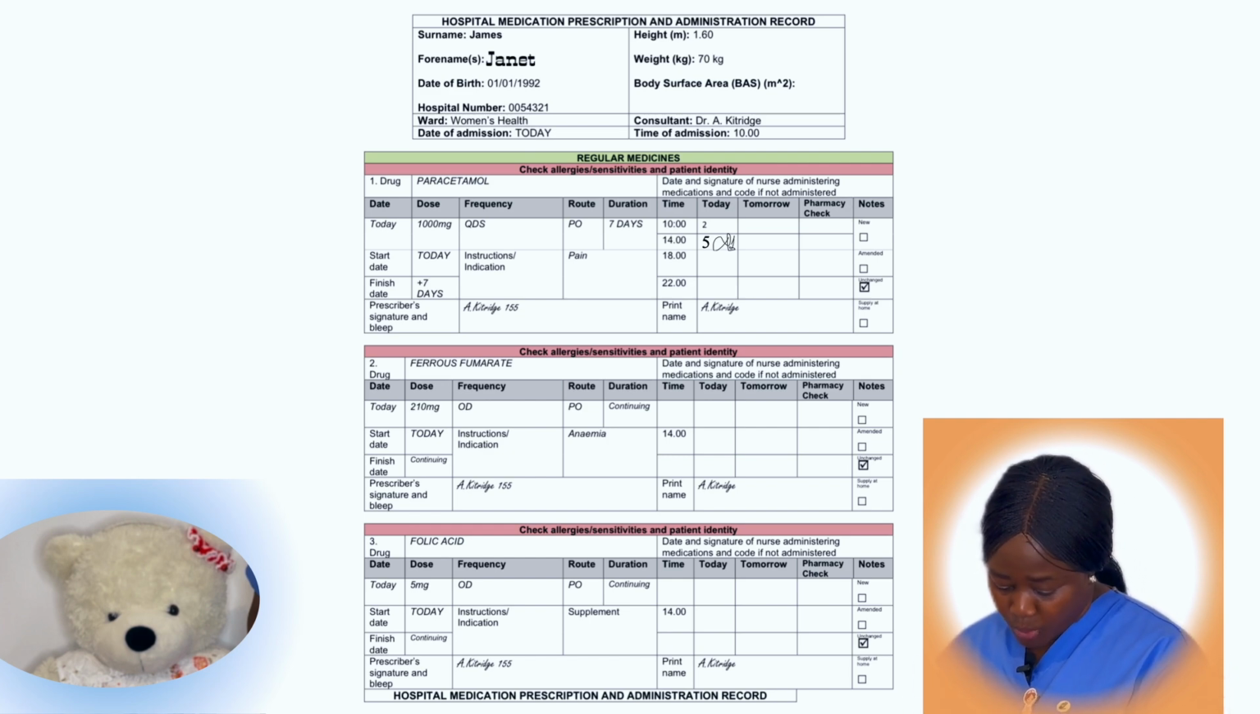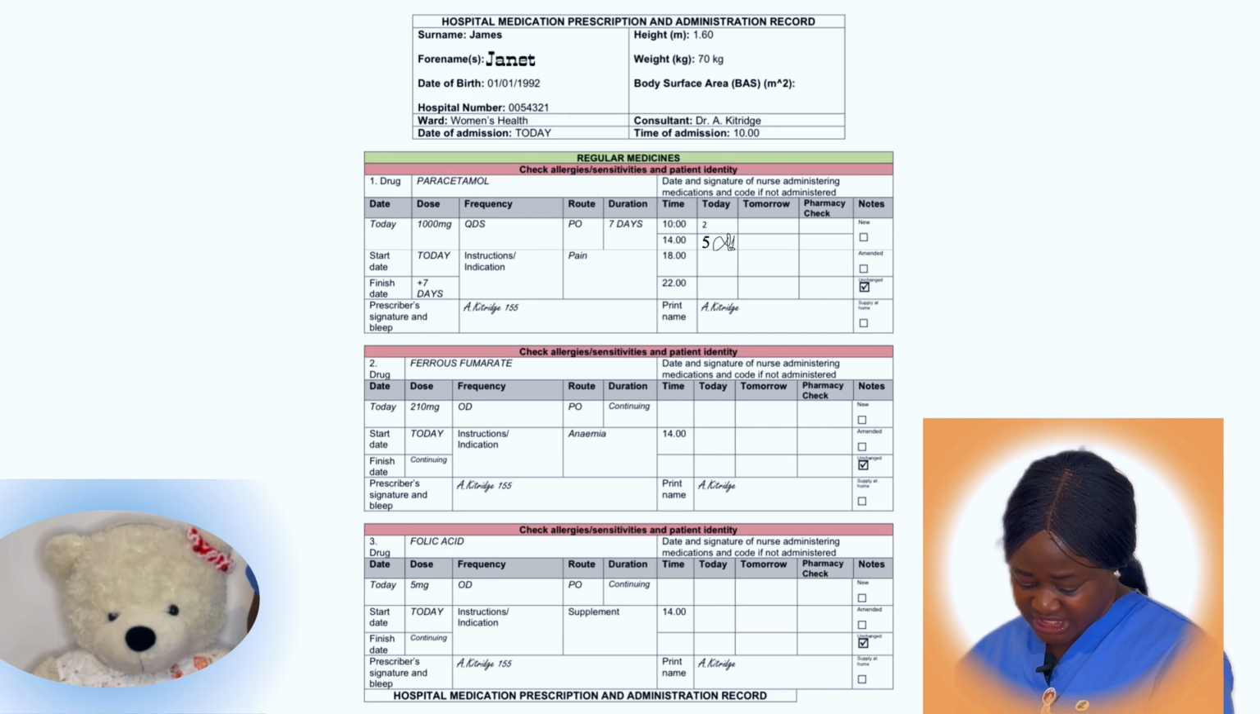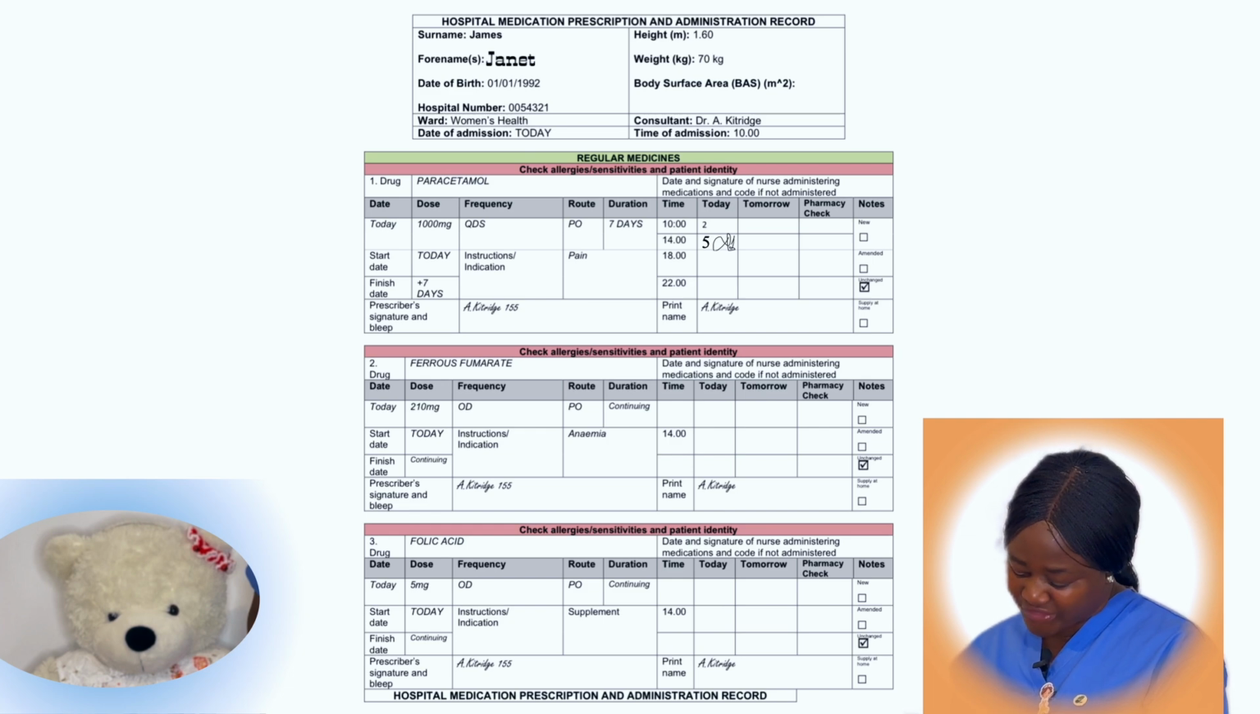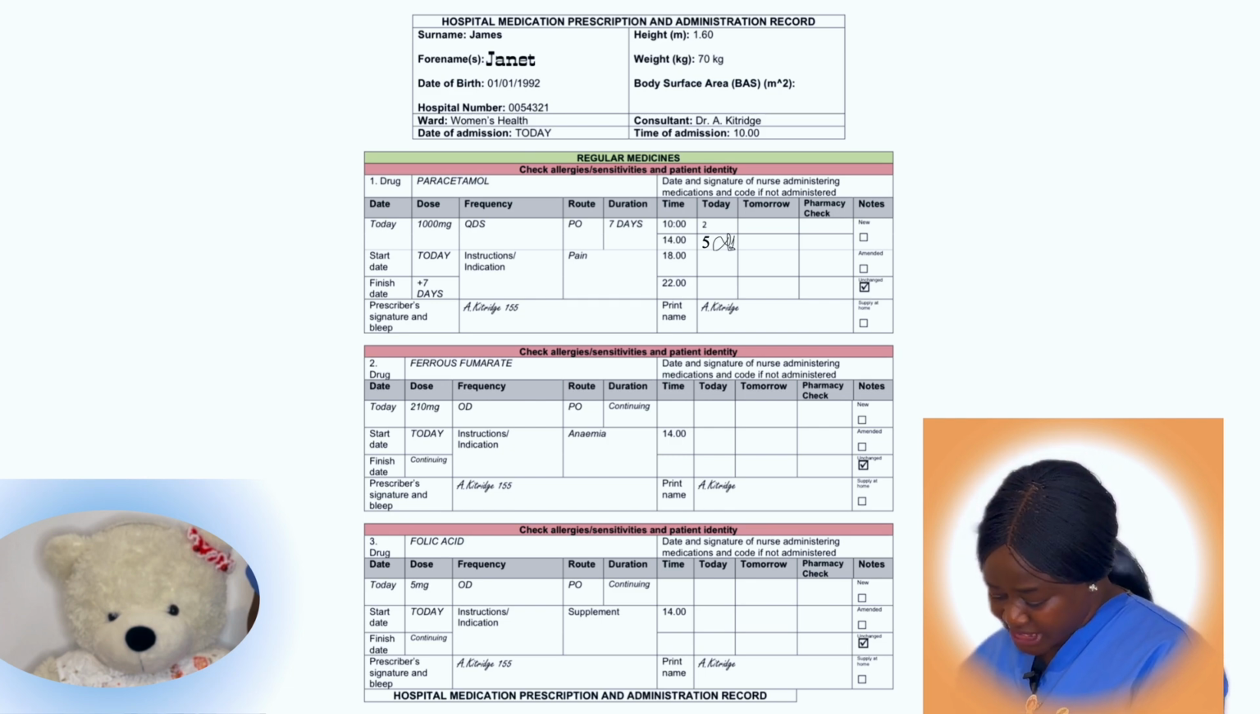I've got another medication under regular, which is folic acid. Date is today. Dose is 5 milligram. Frequency is OD. Route is per oral. Duration is continuous. Start date is today. Finish date is continuous. Instruction is supplement. Signed by Dr. A. Kittredge. Blip number 155. Print name L. Kittredge. Is due at 14th hours. This prescription is valid, legible, and complete.